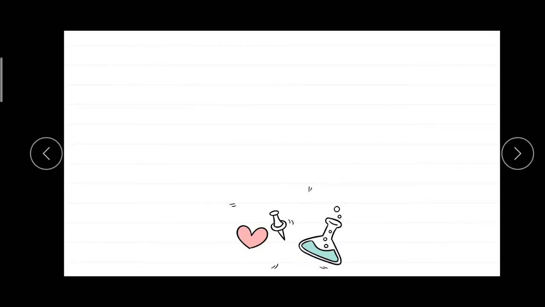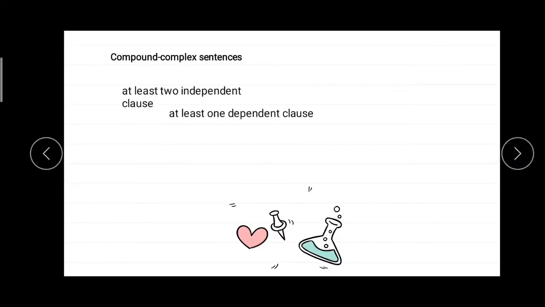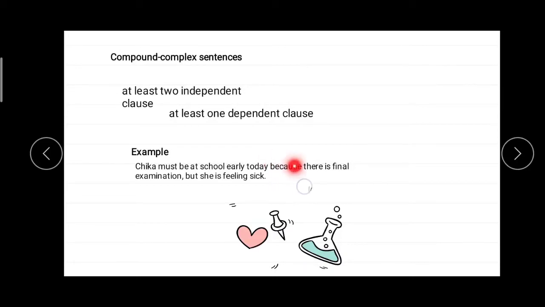And the last is compound complex sentences. Compound complex sentences are a combination of a compound and complex sentence. It has at least two independent clauses and at least one dependent clause. For example, Chika must be at school early today because there is a final examination, but she is feeling sick. There are two independent clauses combined with a coordinating conjunction, and one dependent clause.